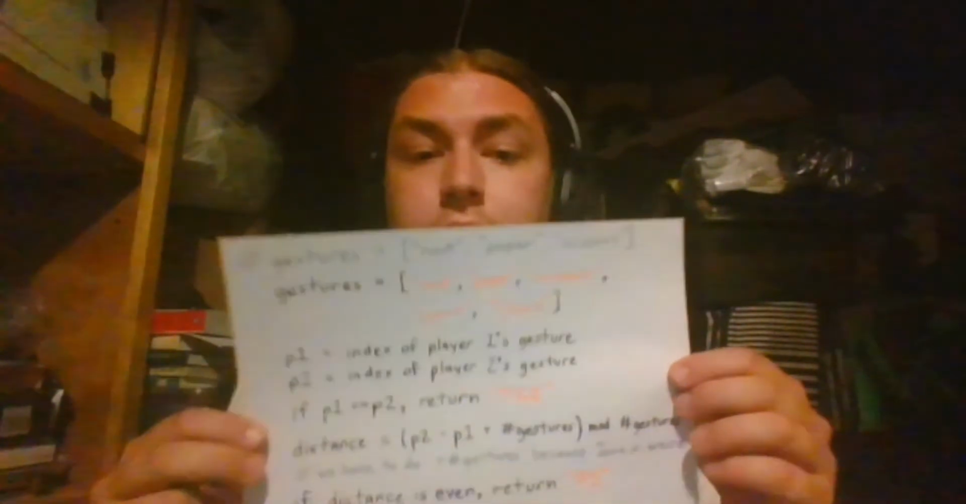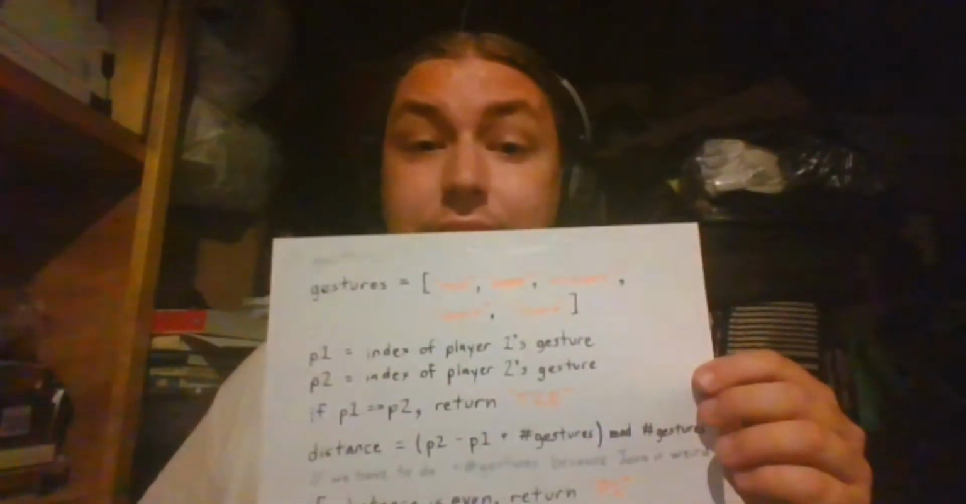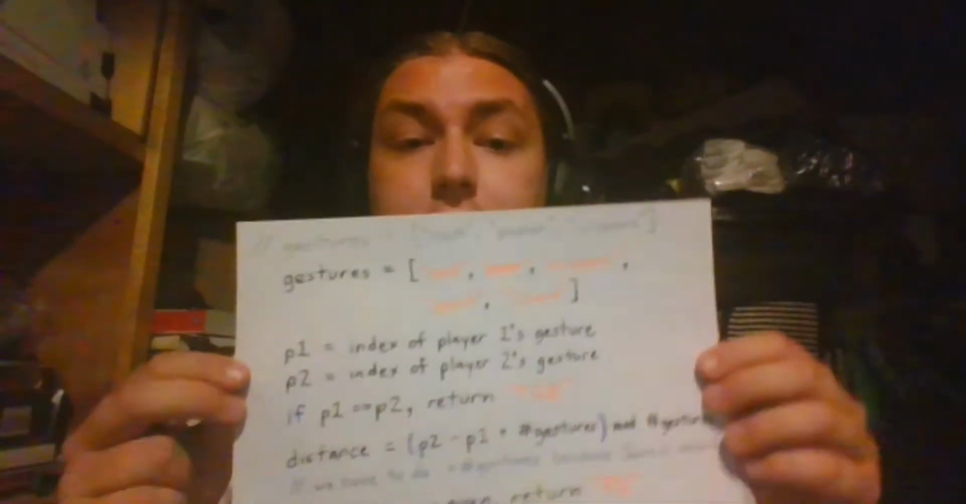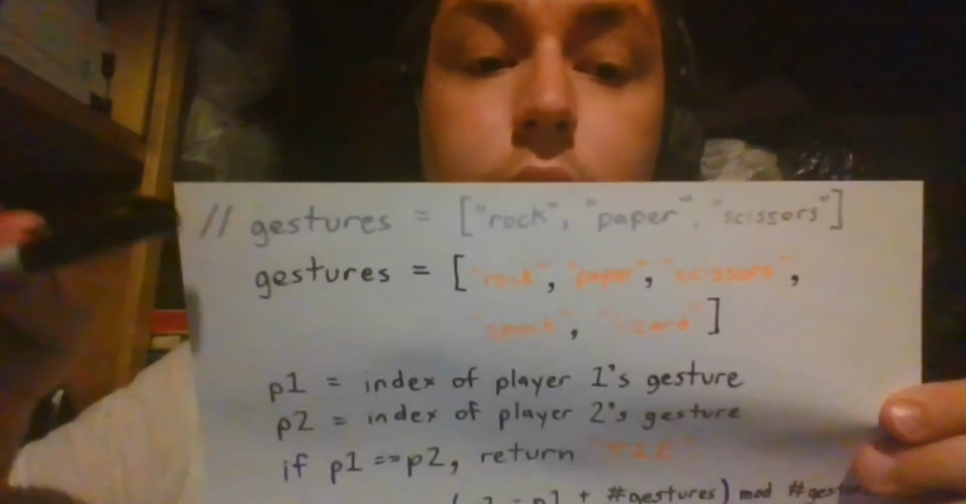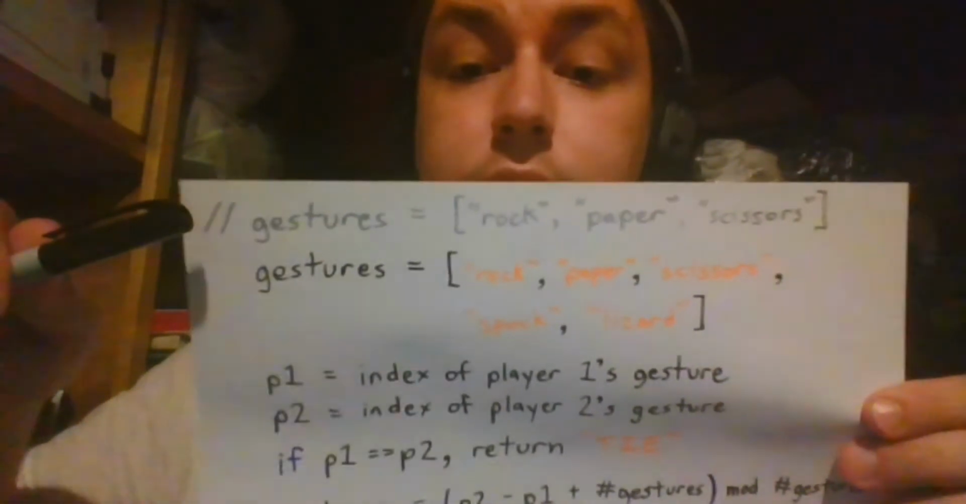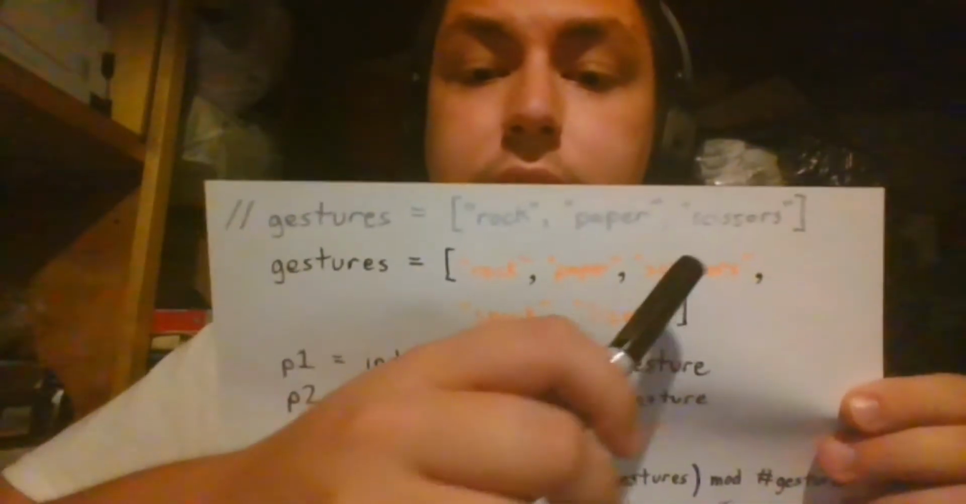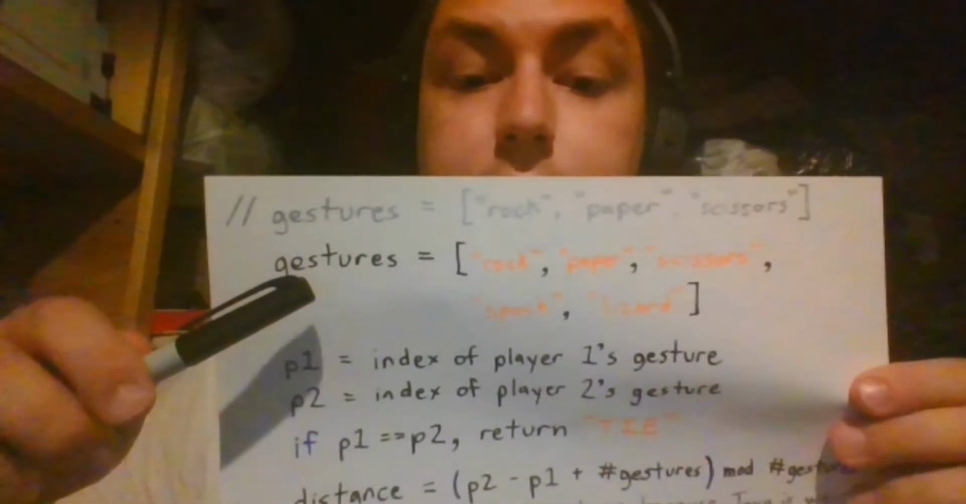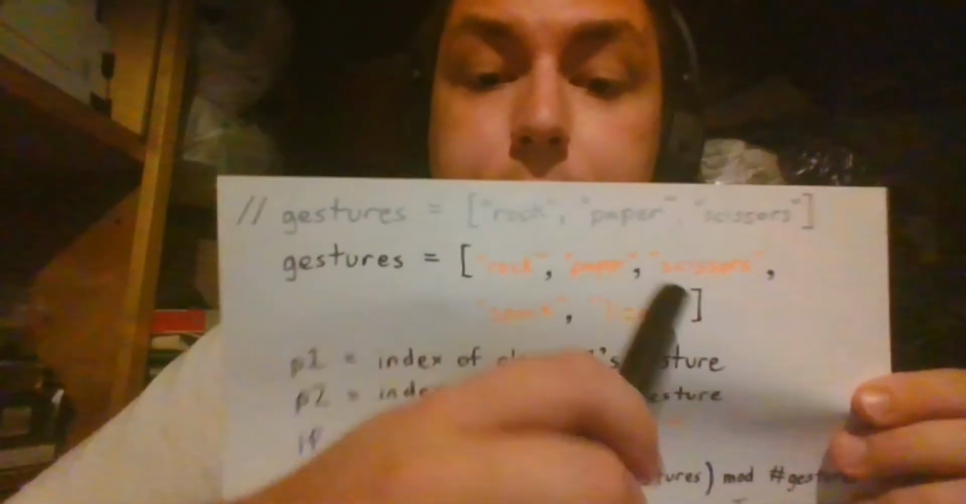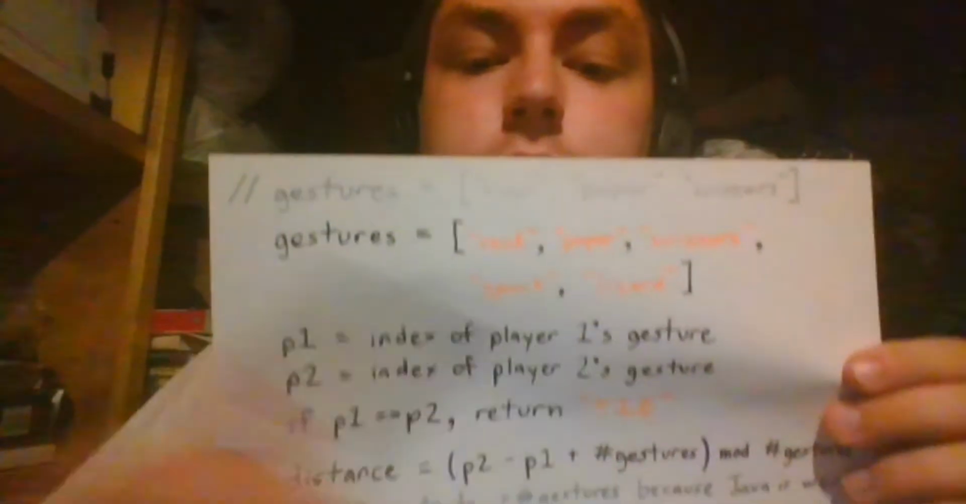Now, an illustration of what that looks like in pseudocode. This is not Java, this is pseudocode, English that should be easy to translate into Java code. So if you can see up top, the ordering for the gestures for rock, paper, scissors will just be rock, paper, scissors. And the ordering for the gestures for rock, paper, scissors, lizard, Spock will be rock, paper, scissors, Spock, lizard.